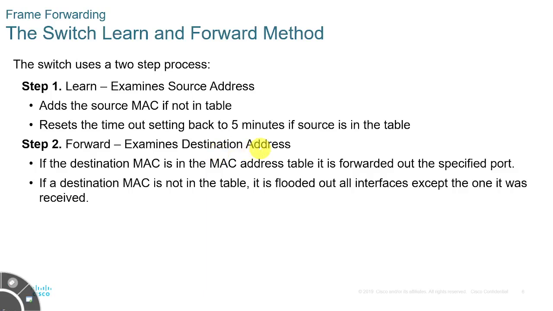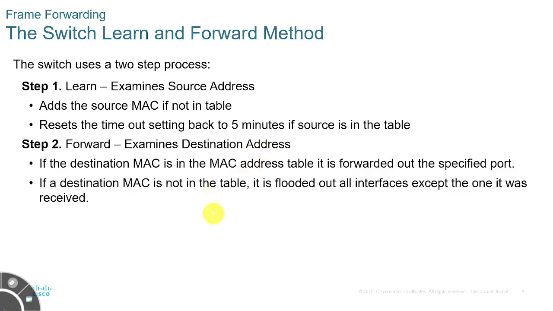So there are two things. If the destination address is in the MAC address table, it determines the port number for this destination MAC. It determines from which port number, and it will forward this frame through the specified port to the outside.